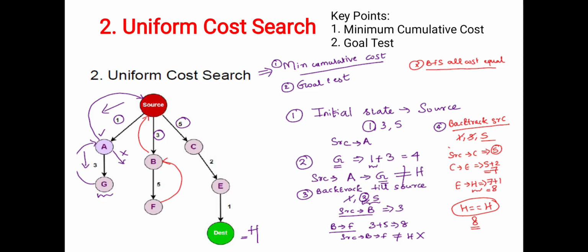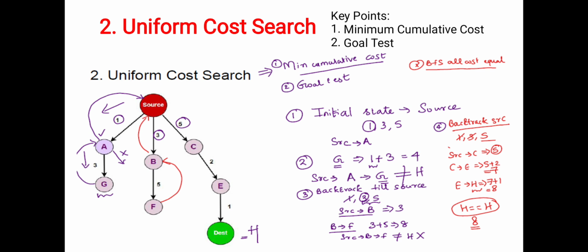For example, here the source node is located, and when it moves to the next level, it goes to node A because it has a cost of 1. Node B has a cost of 3, and node C has a cost of 5. So it moves to node A. After examining node A to check whether it is the destination or not, it checks the next neighboring nodes. The next neighboring node is G, which has a cost of 4 from the source to G through A. So G has a cost of 4, B has a cost of 3, and C has a cost of 5.